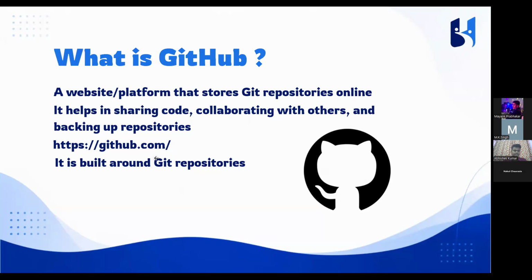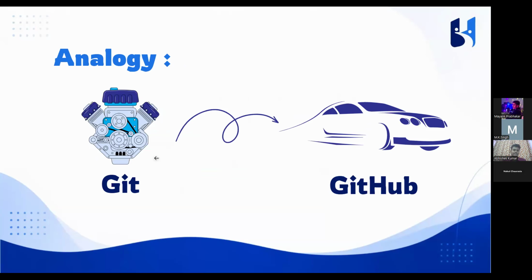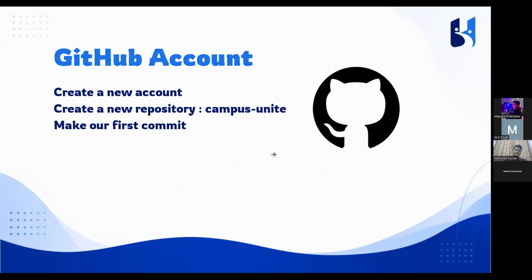Here you can see the site link, github.com, and GitHub is built on Git. First of all, it is Git dependent. It is built around Git repositories. If I had to give you a simple analogy, Git is like an engine, and GitHub is like a car. So if you can understand that, now let's start creating our GitHub account.